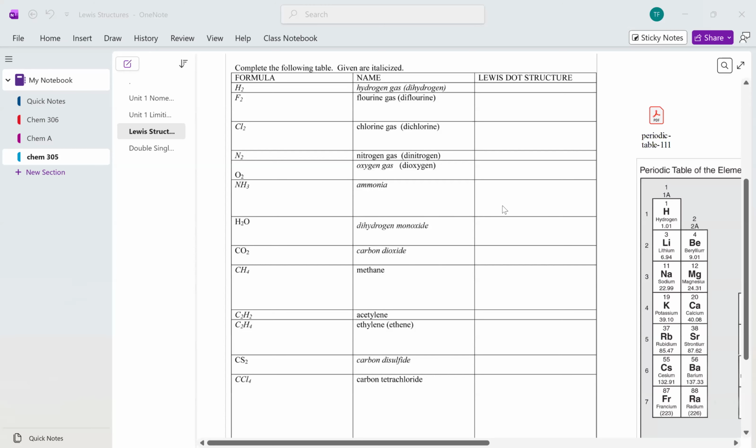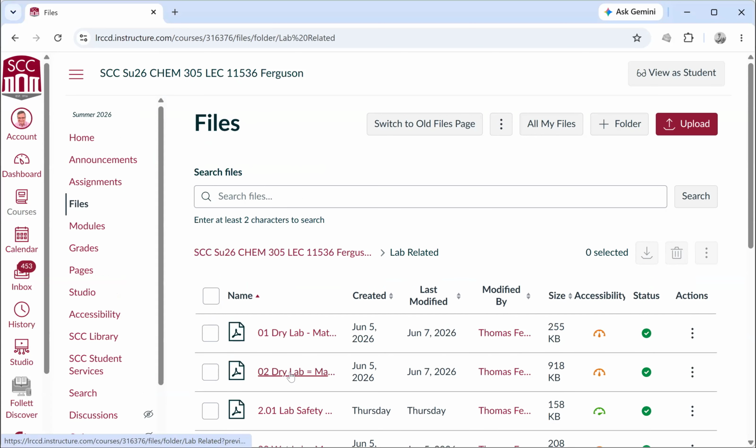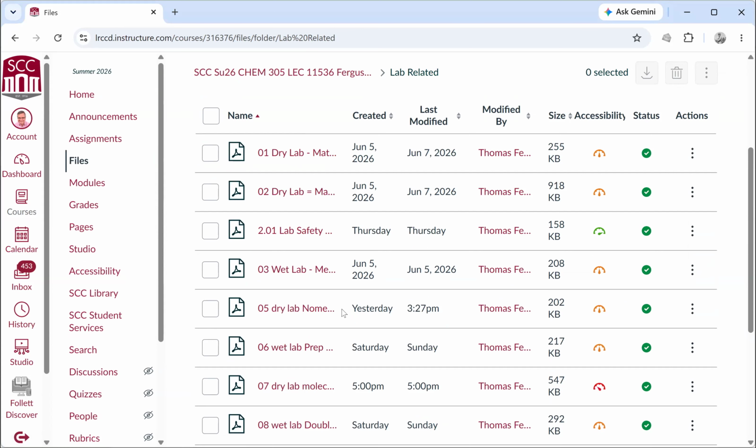All right. Let's go ahead and look at Lewis dot structures. Oh, one other thing. If you go to Files, Lab Related, the two dry labs this week I've modified, much to your liking, hopefully. This guy and this guy. So please download those. You'll find those, in my opinion, much more straightforward than the ones in your lab packet.